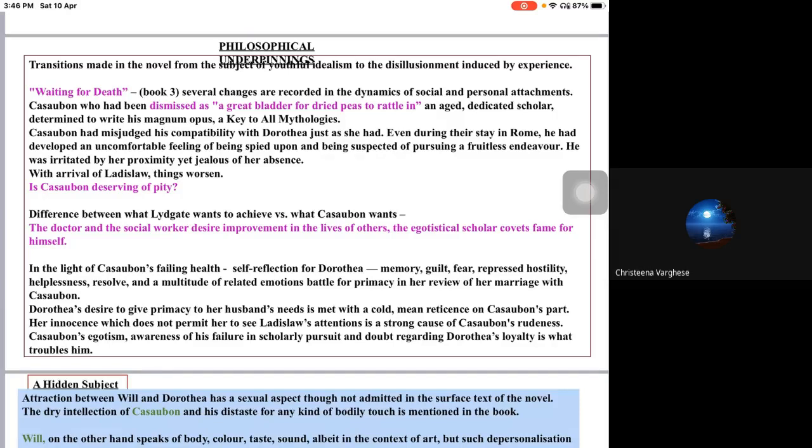With the arrival of Ladislaw, things worsened. Is Casaubon a character who deserves our pity or not? It's a question that we ask ourselves.